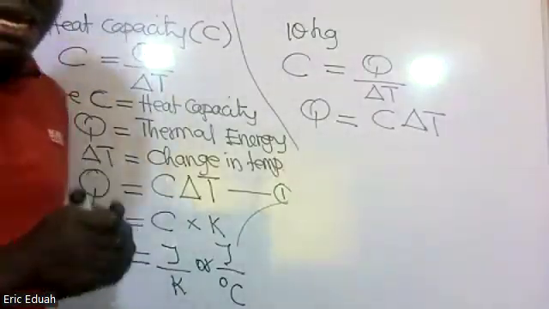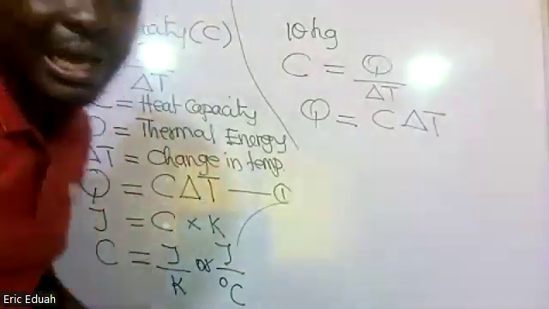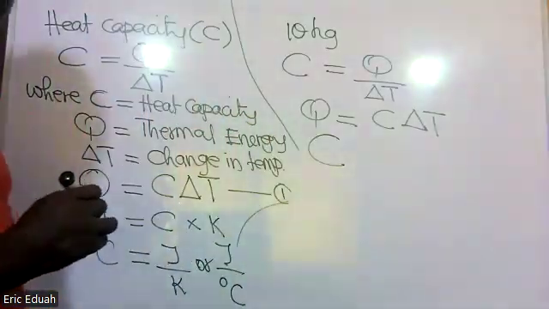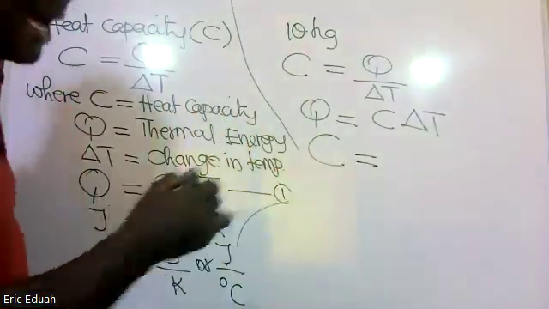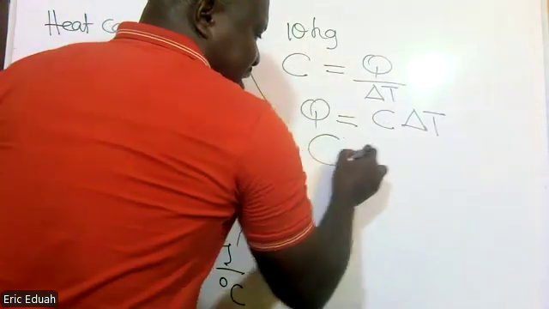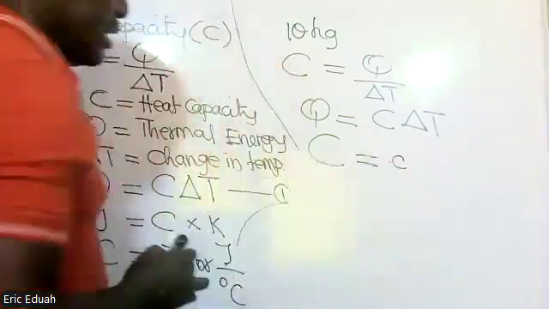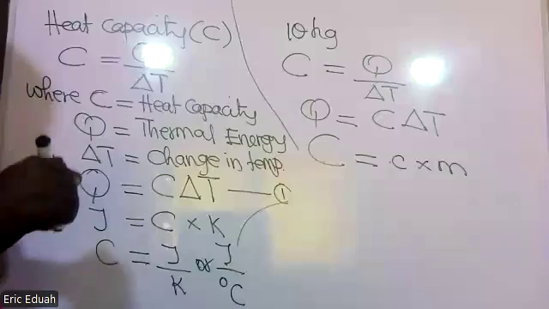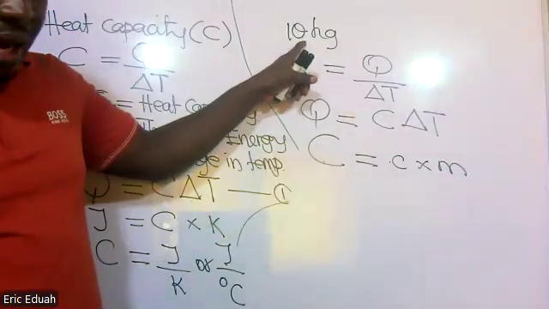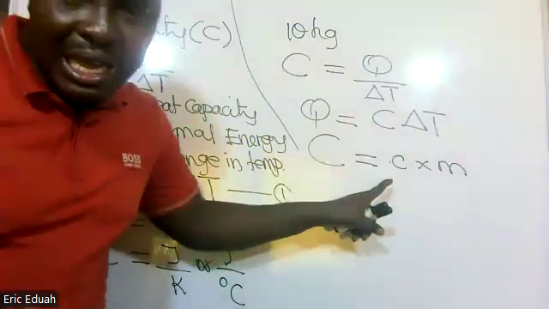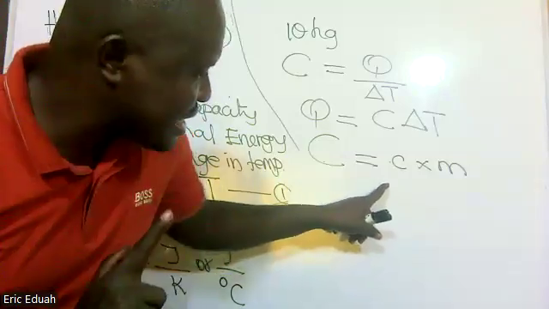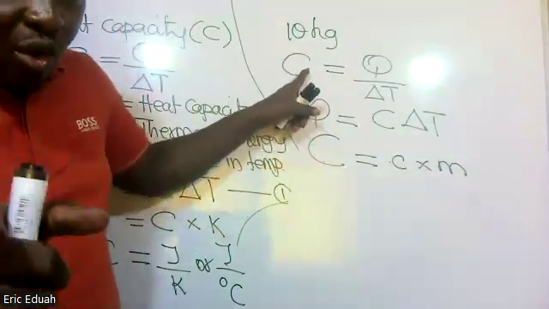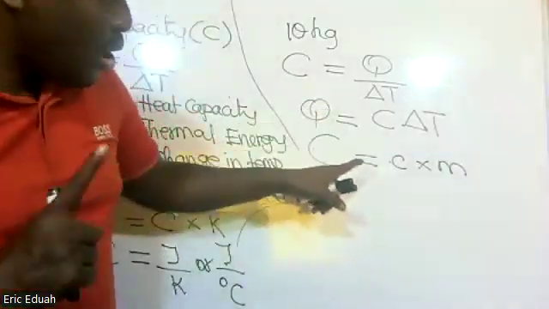Now, if I know the specific mass, then I can easily calculate the heat capacity. So the heat capacity of a material relates to its specific mass by this formula: heat capacity is equal to specific heat capacity, small c, times the mass. So all that I'm saying is that if I have 10 kilograms and I want to determine its heat capacity, the moment I know the heat capacity of 1 kilogram, I can easily multiply by the total mass.